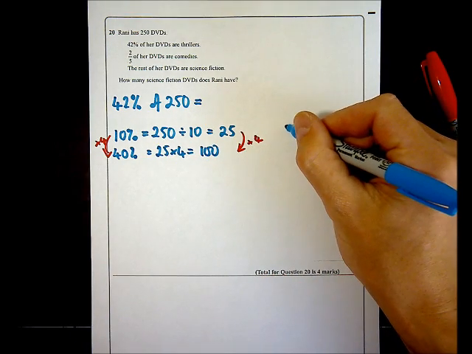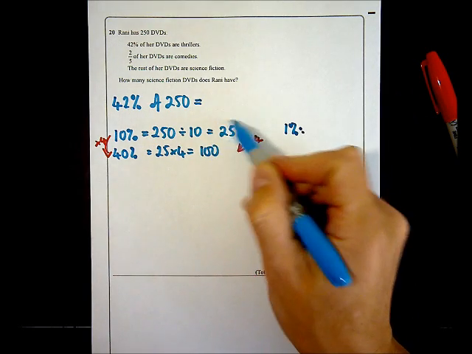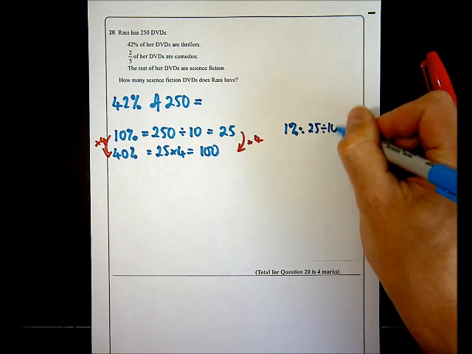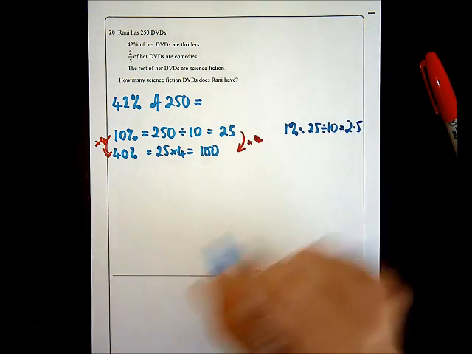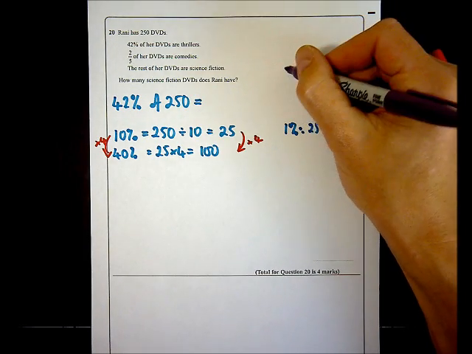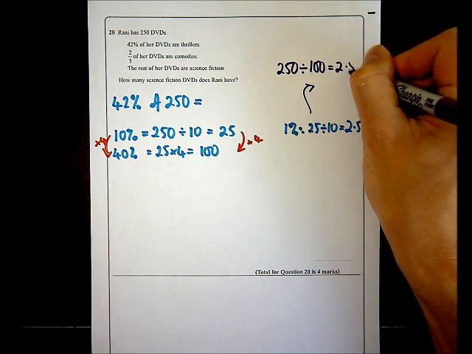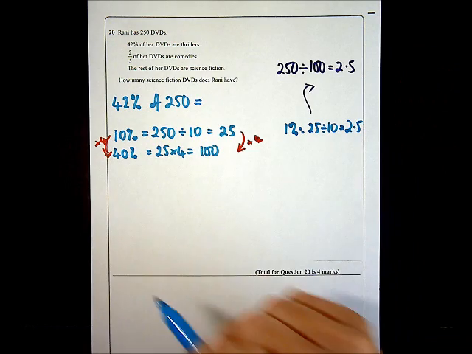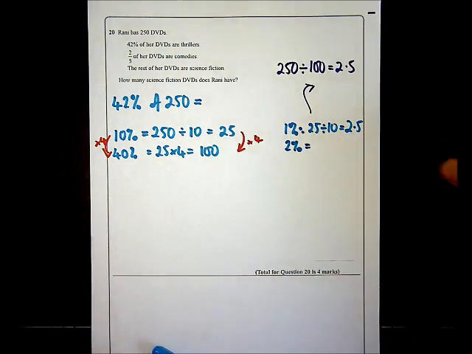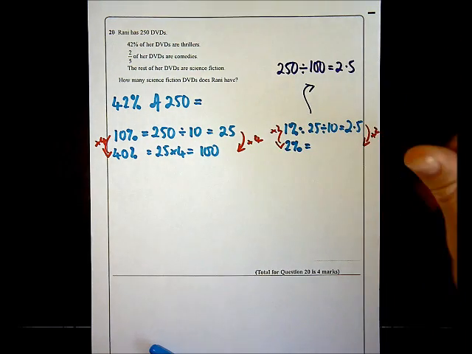Well, 1% is going to be the 10% here split into a further 10 parts. So that's going to be 25 divided by 10 again, which is going to be 2.5. Or, in this case, you could, as with all percentage questions, find 1% by doing the original amount 250 divided by 100. Either way, I'm going to get a 1% of 2.5. Once I know what 1% is, I can work out 2% by working 2 lots of this out. So I'm going to times by 2 here.